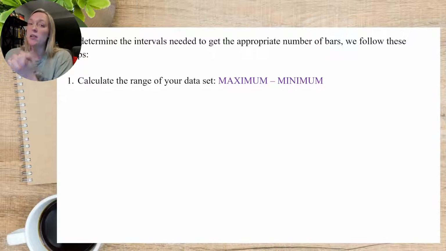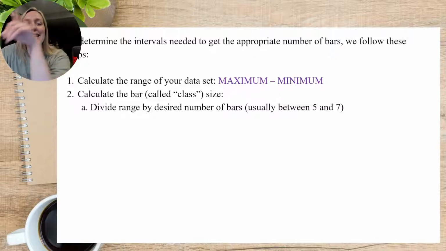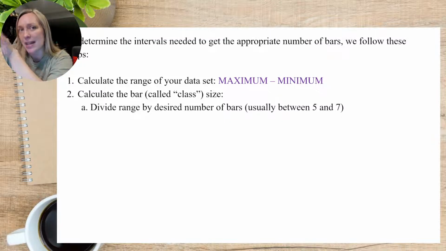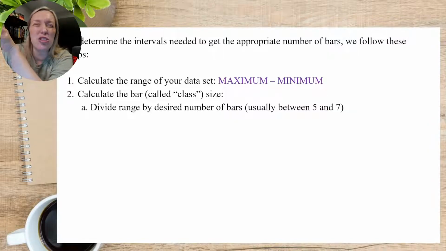Take the maximum value minus the min. So look at your highest number and your lowest number and subtract them. Calculate the class size, or the bar size, so the width of your intervals. Divide that range by the number of bars you want. Again, that's usually between 5 and 7.